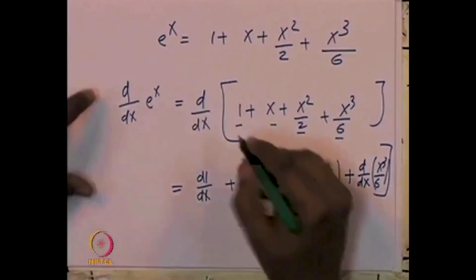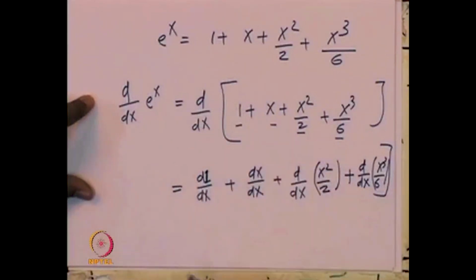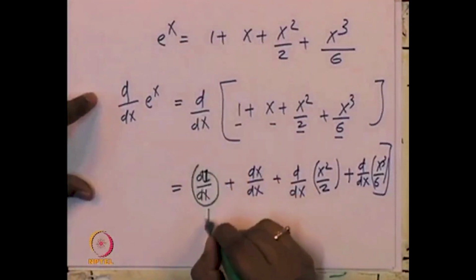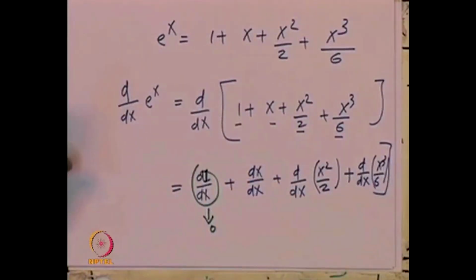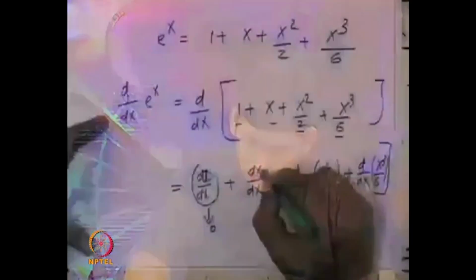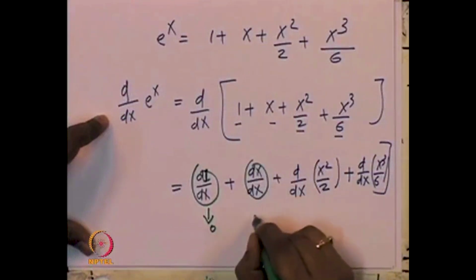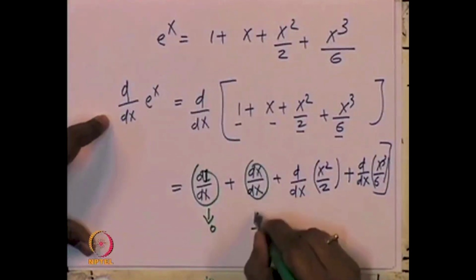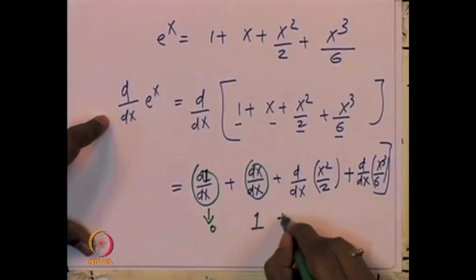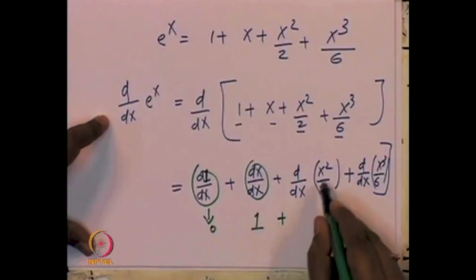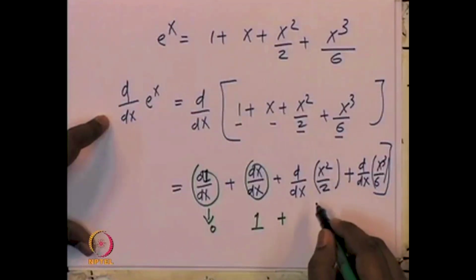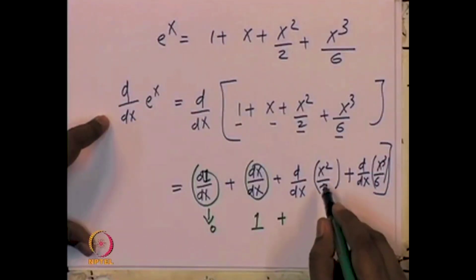Now, here the first term is 1. d1 by dx is 0, because 1 is a constant, and the change in 1 is 0, because 1 cannot change. Now, the second function, dx by dx is 1. So, this is 1, plus, now we want to calculate the derivative of x square by 2. Here we can use the product rule.